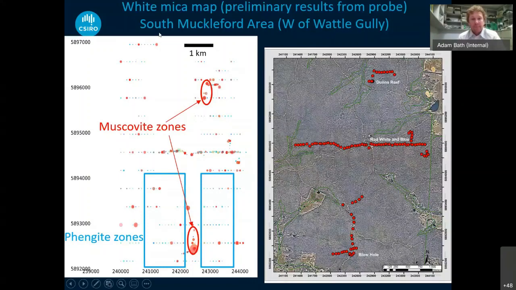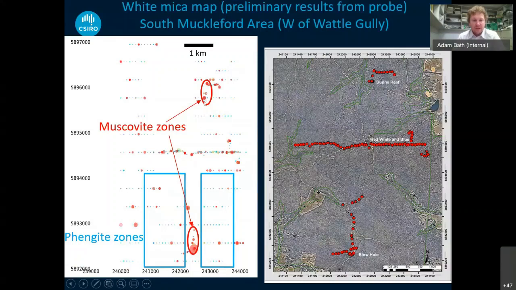If we have a look at some of the results, the red there is essentially the muscovites, and the bigger the bubble, the lower the amount of iron in those white micas. And you can see that they've had historical mining, historical working around the blowhole. There's also red, white, and blue. And I showed at the beginning some of the alteration around Dunn's Reef.